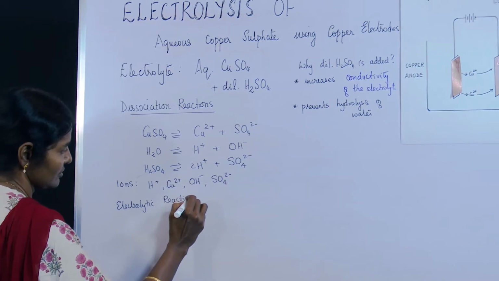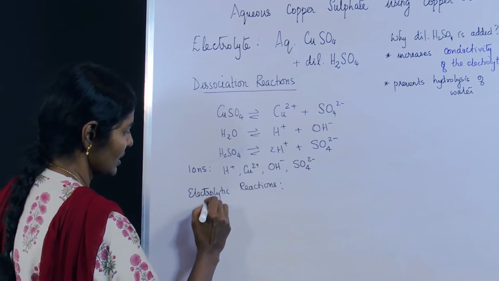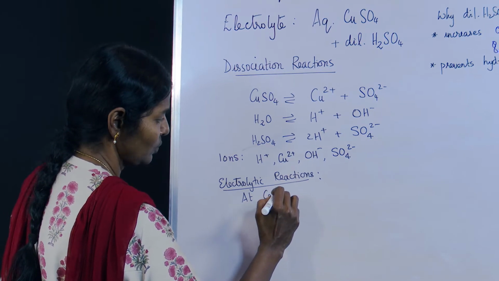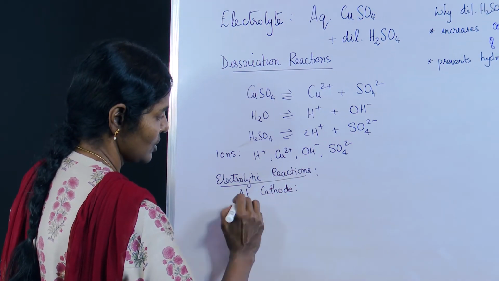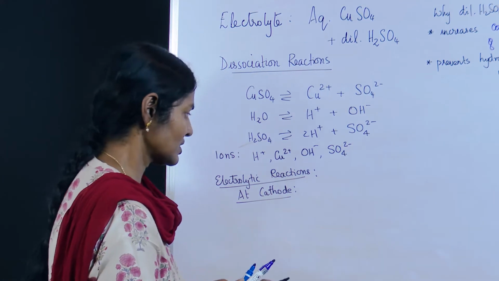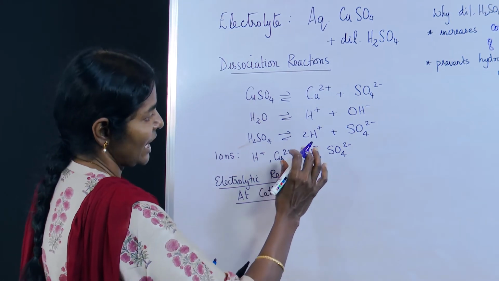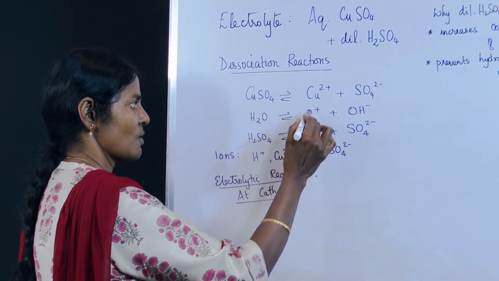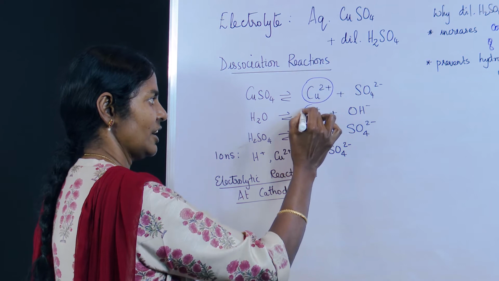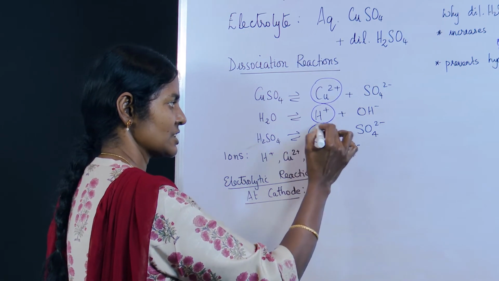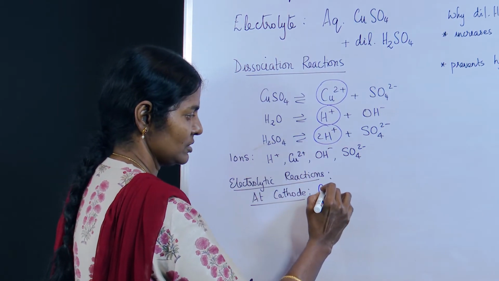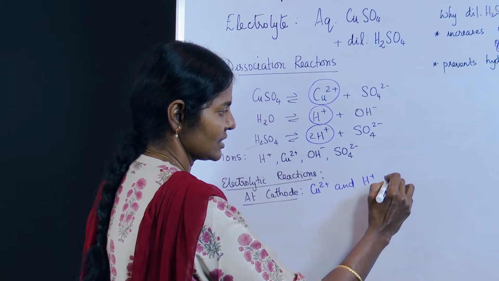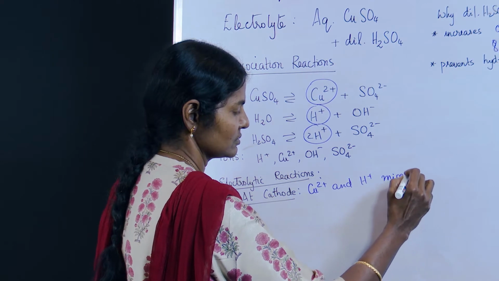So, to begin with, we have the cathode. What happens at the cathode? What are the ions that will migrate to the cathode? Cations will migrate. What are the cations present here? Copper is a cation. Hydrogen also is a cation. So, copper and hydrogen migrate to the cathode.